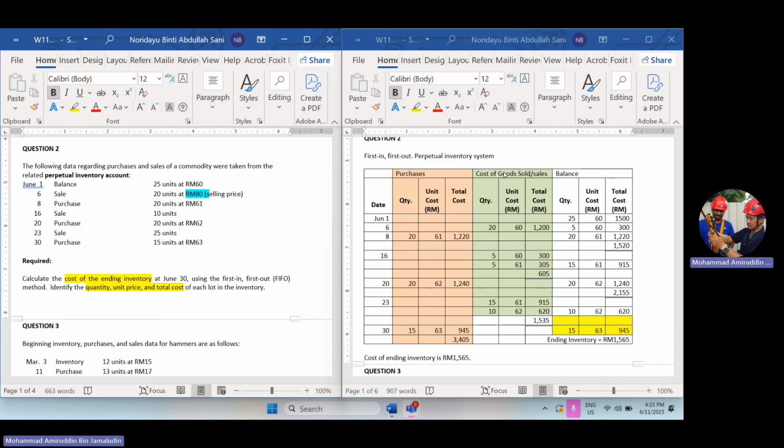That's why this stock card, inventory card is very, very important. And I appreciate it if you all, in the exam, please do this format. Don't give me other formats.